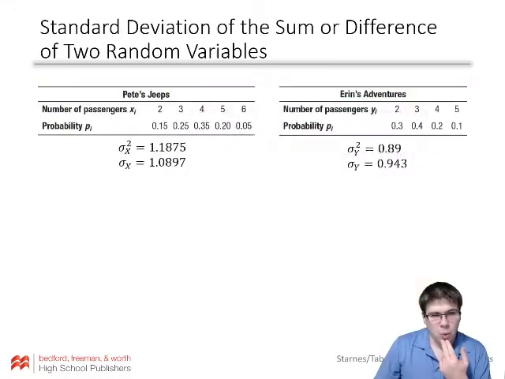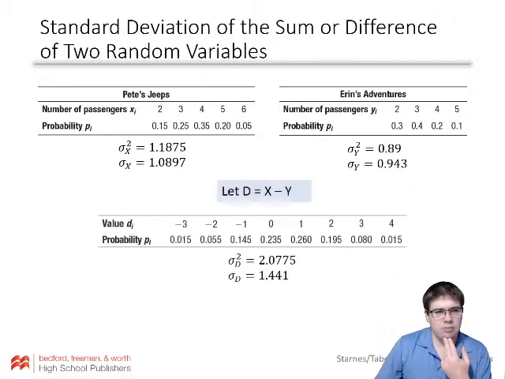Let's do this a little quicker, hopefully, because we're going to do the exact same thing. We've got Pete's passengers and Aaron's passengers. What if we subtracted? So we could have 2 minus 2, right? Or 3 minus 3, or 6 minus 2, right? All the different possibilities. We could have as many as a difference of 4. We could have 2 minus 5 to get negative 3.